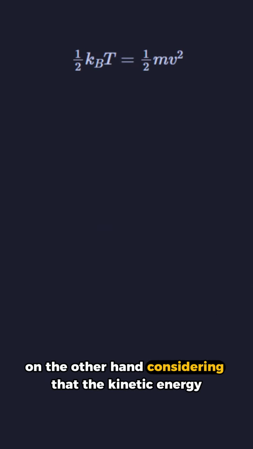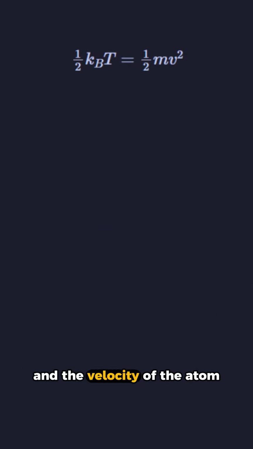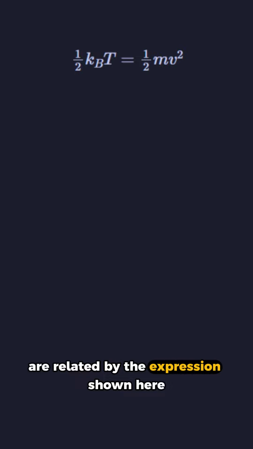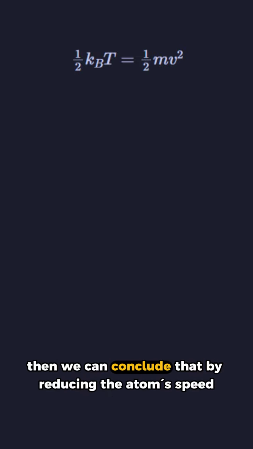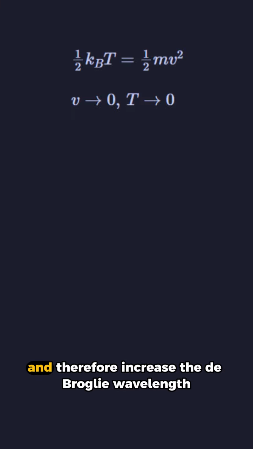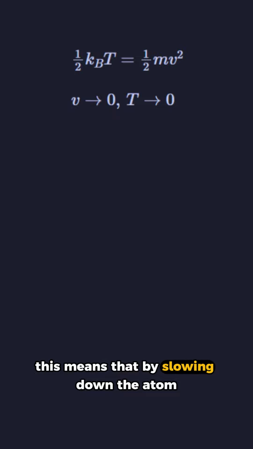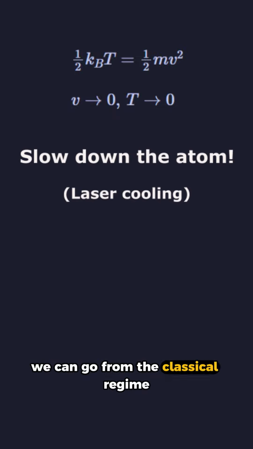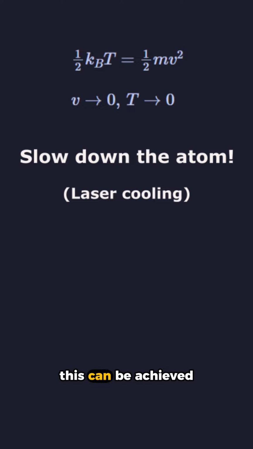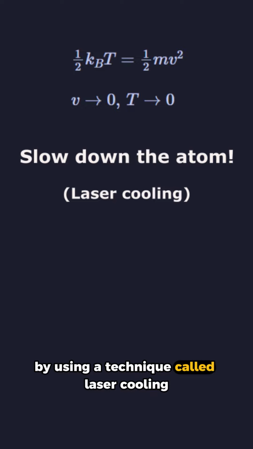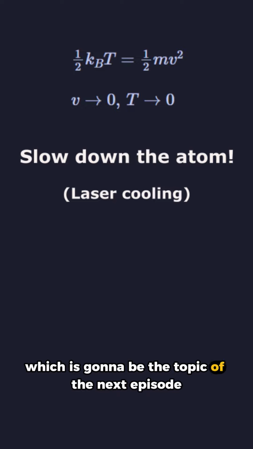On the other hand, considering that the kinetic energy and the velocity of the atom are related by the expression shown here, then we can conclude that by reducing the atom speed, we can reduce its temperature and therefore increase the de Broglie wavelength. This means that by slowing down the atom, we can go from the classical regime to the quantum regime. This can be achieved by using a technique called laser cooling, which is going to be the topic of the next episode.